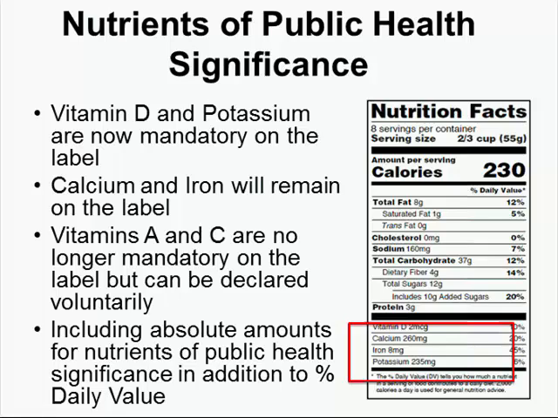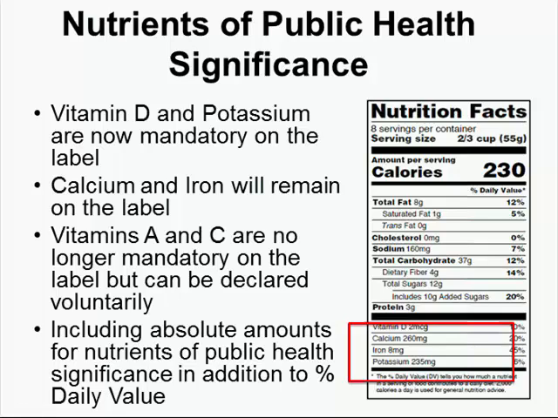We've also changed the requirements for how these nutrients are declared, as I previously said. So not only do you need to declare these nutrients in terms of the percent daily value, but you also need to declare absolute amounts of the nutrients of public health significance. We believe that including the absolute amounts will be helpful to consumers who want to put public health advice that they get from registered dietitians, other healthcare providers, and doctors into effect.